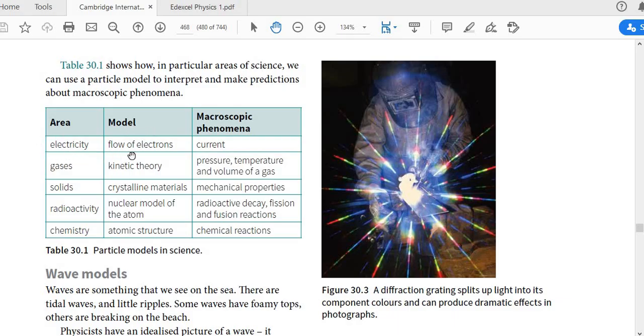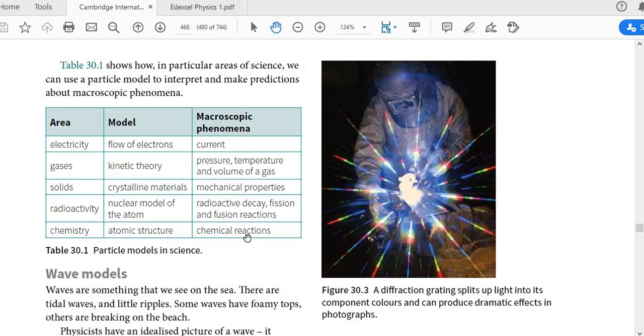Electricity model, flow of electrons. The macroscopic phenomenon is current. Gases, remember kinetic theory. Then the macroscopic properties, pressure, temperature and volume, very easy. Solids, crystalline materials. Then mechanical properties, radioactivity, nuclear model of the atom. Macroscopic phenomena: radioactive decay, fission and fusion reactions.